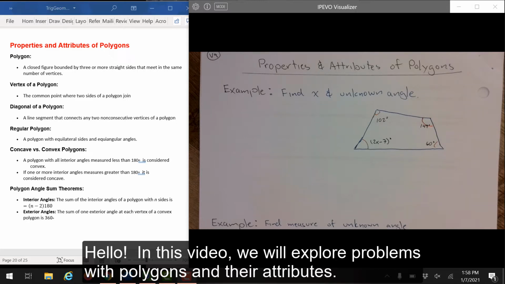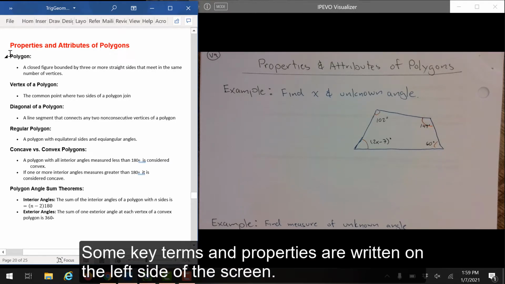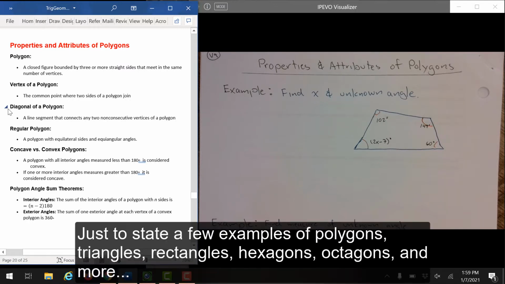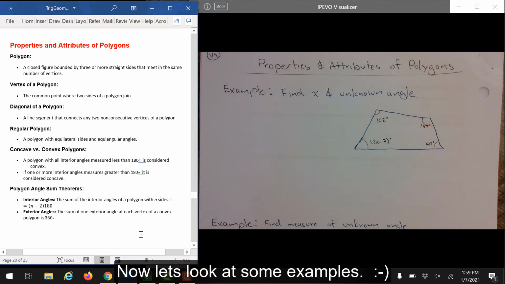Hello! In this video, we will explore problems with polygons and their attributes. Some key terms and properties are written on the left side of the screen. Just to state a few examples of polygons: triangles, rectangles, hexagons, octagons, and more. Now let's look at some examples.